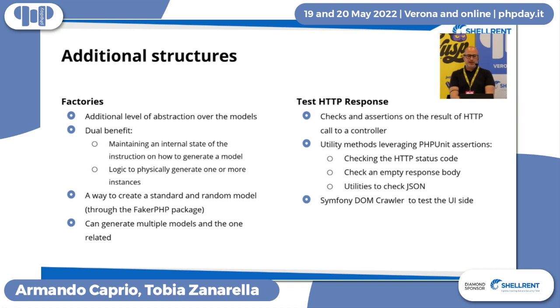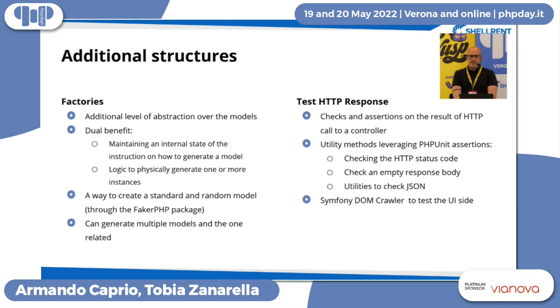Earlier, we implemented a way to get the result of an HTTP call to a controller. And now we need to improve the checks and assertions around what the result is. So we created some utility methods leveraging PHPUnit assertions, like checking the status code of the response, checking for an empty response body, or utilities to check JSONs for the presence or the value of a key.